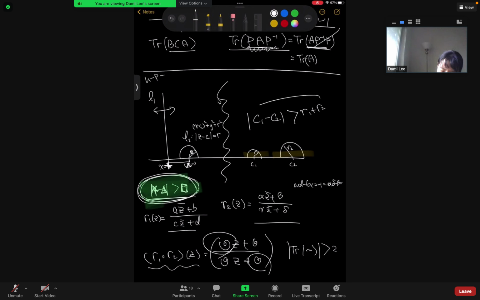So, given this, find your respective reflections, take the composition, then you say, all right, here's the composition of the two orientation reversing isometries, but you did reversing twice, back to something preserving. The final orientation preserving isometry must have a trace whose absolute value is greater than 2. Yay, and then we're done.